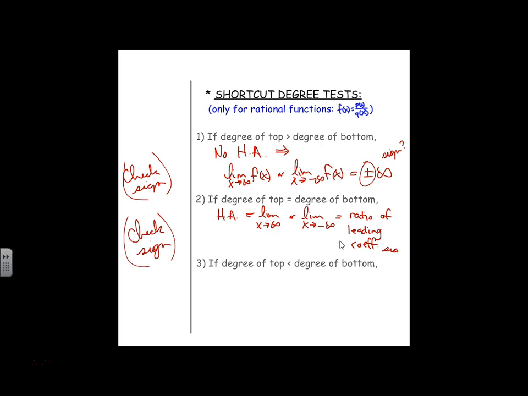Does anybody know the answer to the last one so we can get out of here quick? Horizontal asymptote: 0! And we're done. If the bottom wins, 0, 0, 0, you're writing 0. No need to decide. Positive or negative, 0 is still 0.